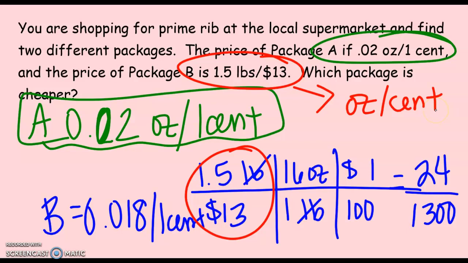So I went that way, and I canceled out my pounds first, and I got to ounces. And then, so I had my ounces, and then I needed cents. Well, I know that I had $13 and $1, so I know that there's 100 cents in a dollar. So if I multiply those out and I divide, I end up with this. So they're saying which package is cheaper. Well, technically, this one rounds up. But this one is actually, package B is going to be just a slight bit cheaper.